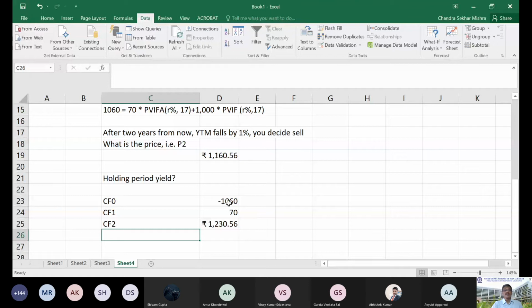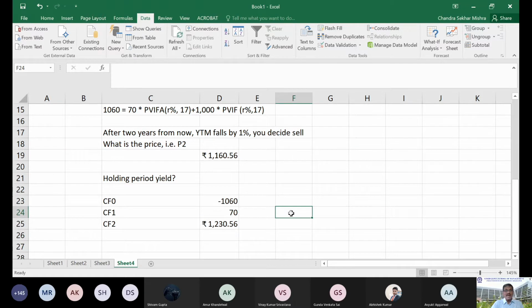How do you solve it? 1060 is equal to 70 divided by 1 plus R, plus 1230.56 divided by (1 plus R) to the power 2. Solve for R. That is your holding period yield.